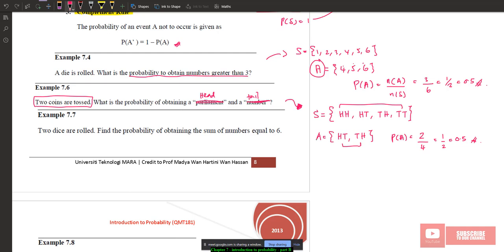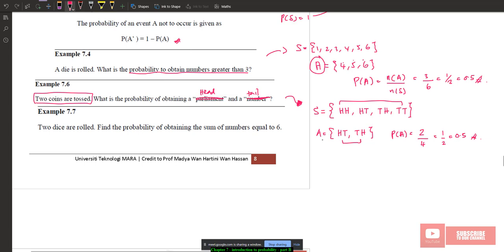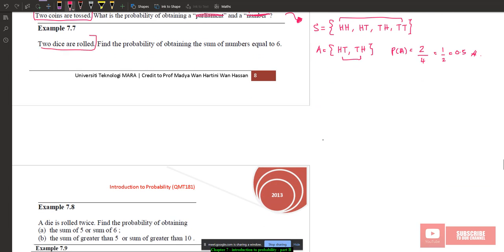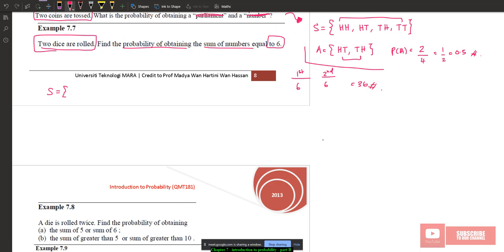Right, so now let's look at another example, example number 7.7. We have two dice rolled, and we want to find the probability of obtaining a sum of 6. A single die has possible outcomes 1, 2, 3, 4, 5, 6. If you roll two dice together, let's use our counting knowledge. For the first event, we have 6 outcomes. For the second event, we have 6 outcomes again. So 6 multiplied by 6, we have 36 possible outcomes. The sample space should contain 36 outcomes.